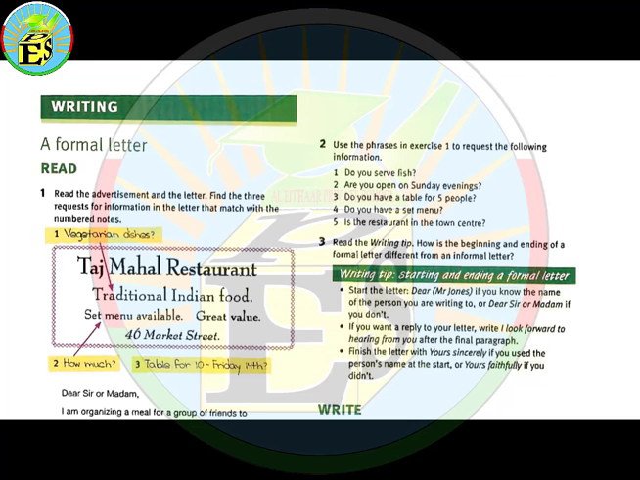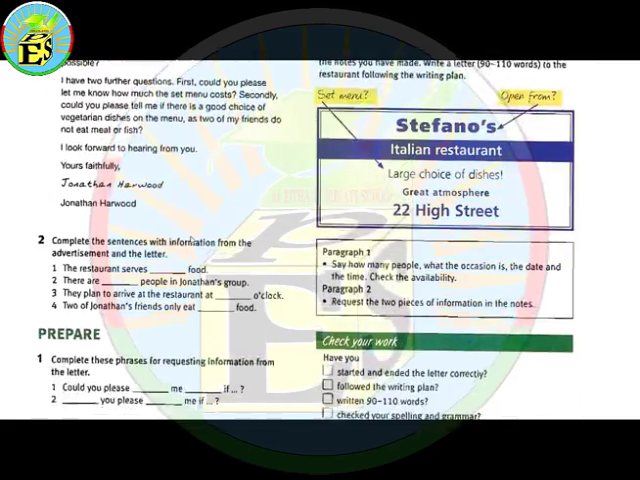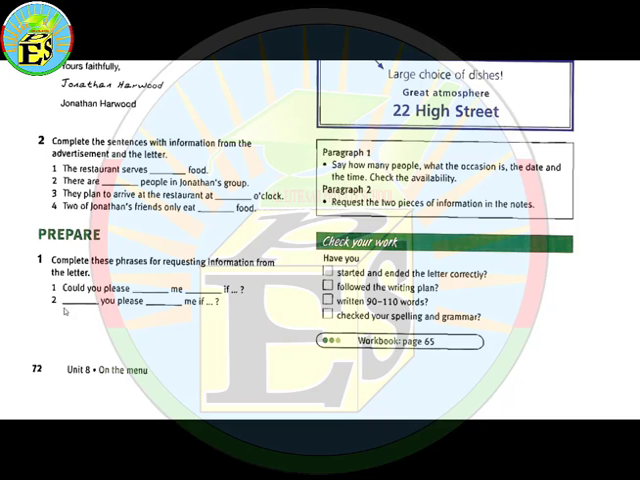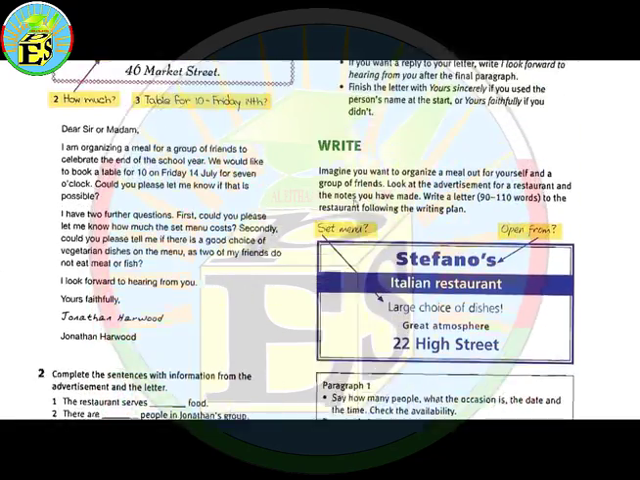And now we will move to task number 2. Here we have to use the phrases in exercise number 1 to request the following information. So we have 5 different pieces of information and we need to reform them to look like a request. And what we need to use are the 2 request phrases right here, the phrases that we used in task number 1 in the prepare section. Alright?